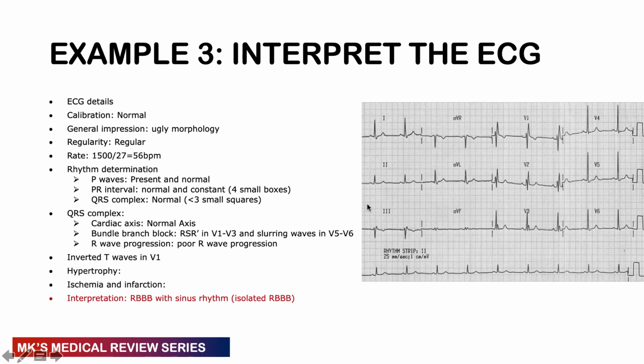So you can also see additionally that there's inversion of the T waves that we can actually see in lead V1. We can see that there are these inverted T waves in lead V1. We can't comment on hypertrophy yet. We can't comment on ischemia yet. So this person here has a poor RS wave progression. They have a sinus rhythm. They have a right bundle branch block. Most likely they have an isolated right bundle branch block. Normal cardiac axis in this particular patient.